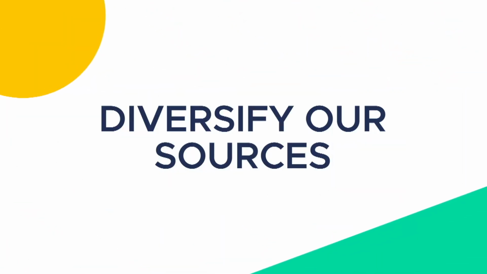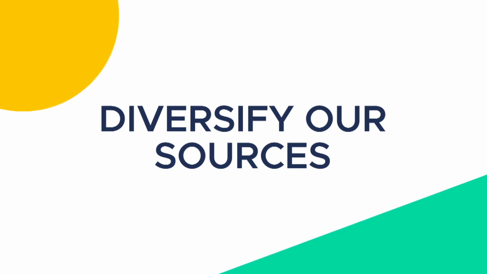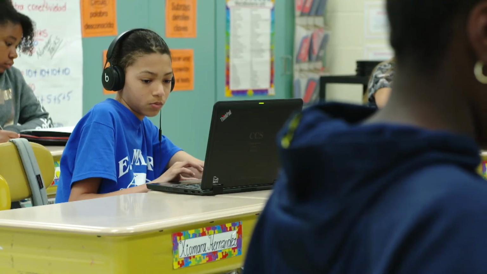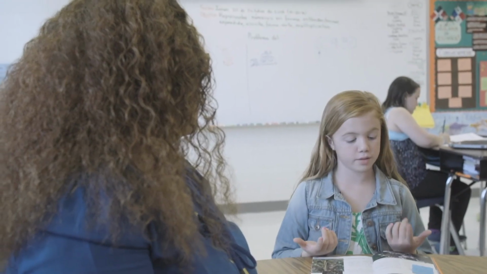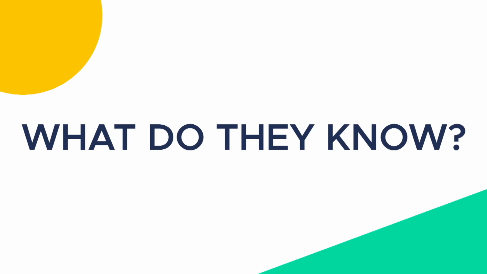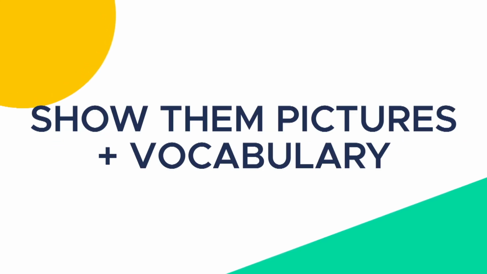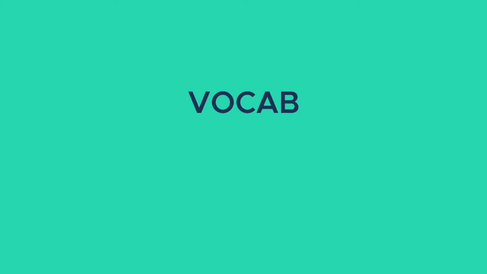There are various strategies of teaching using comprehensible input. We can diversify our sources using word walls, labels, and multimedia. We can make relevant connections between the target language and the academic content. Pre-reading discussions activate prior knowledge. If a small group of students is reading about magnets, we can ask them what they know about magnets, show them pictures of vocabulary related to magnets, and give them ample opportunities to process the new vocabulary and concepts in the target language.